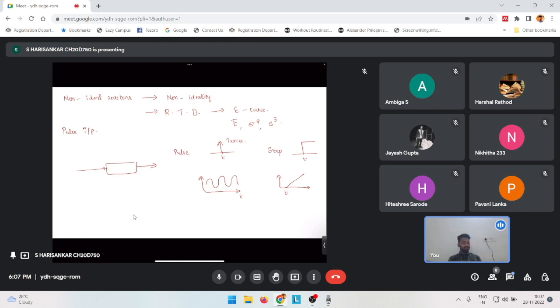Last class we basically focused on pulse input. This class we'll look briefly into the step input, and from then on we'll give a brief introduction to catalysis as well. Most probably we won't be solving any previous GATE problems this class. We'll look into the concepts first, and if possible, we can try solving problems. But anyways, let's move on to the step input.